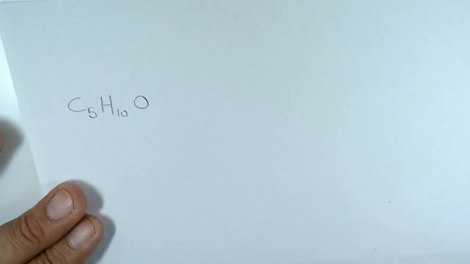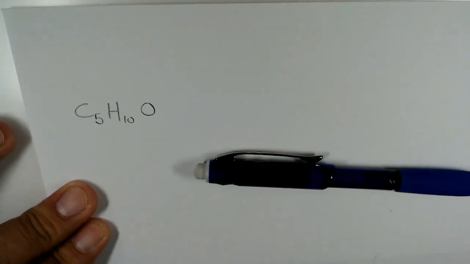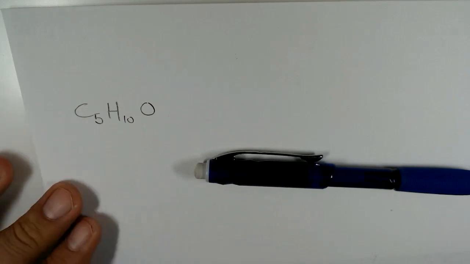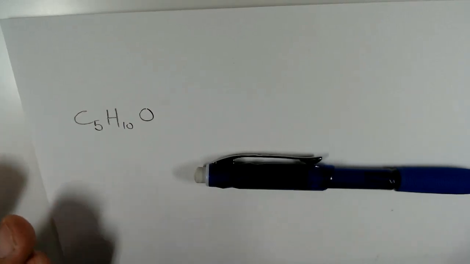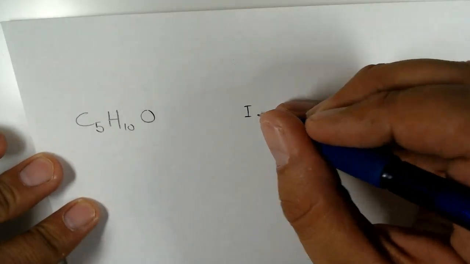All right, so the next one I want to do here is C5H10O. First things first, we need to calculate an IHD, which is equal to 1. Yep, IHD of 1.